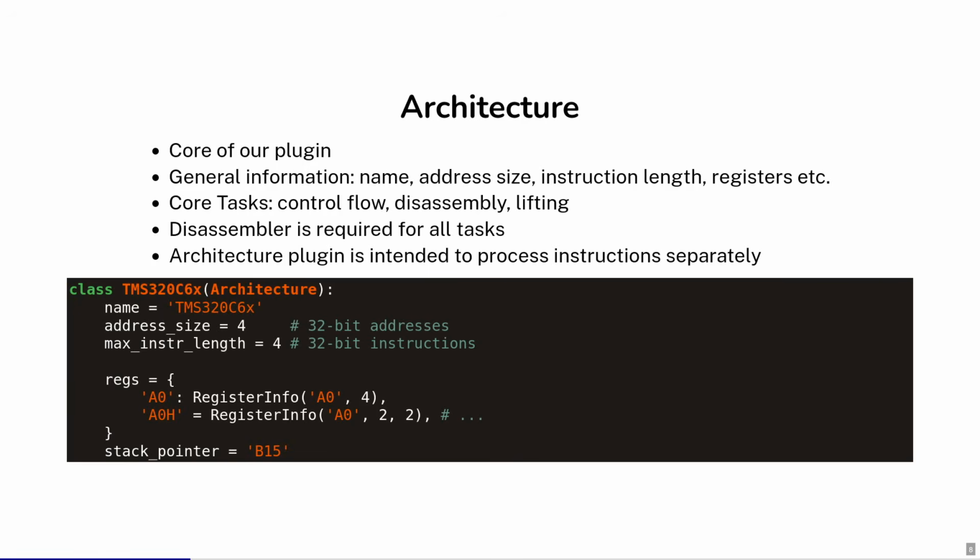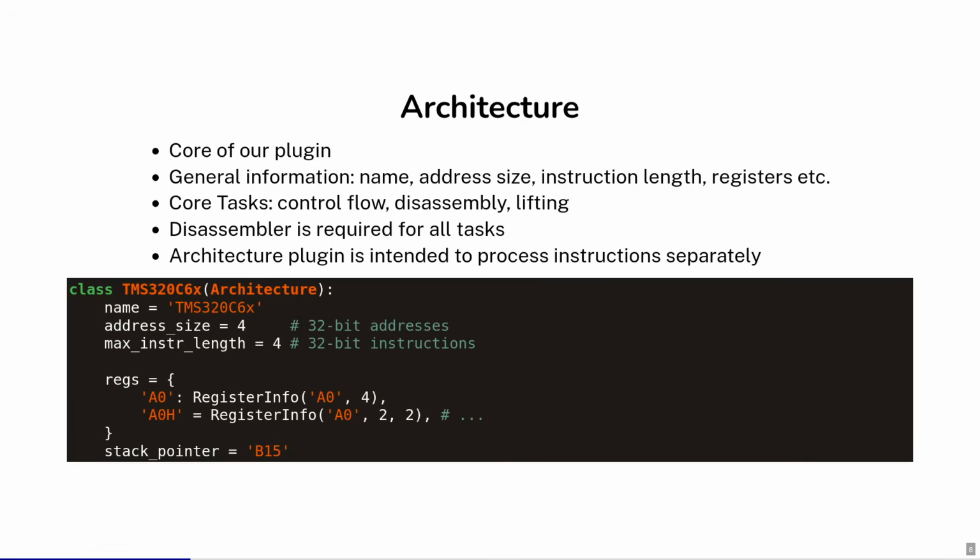That information we can later use during lifting. Every register we define now we can later use. And then our plugin has 3 core tasks to provide higher level information in the end. The first task is we want to recover control flow. That means we want to discover functions and split them up into basic blocks and branches between them.